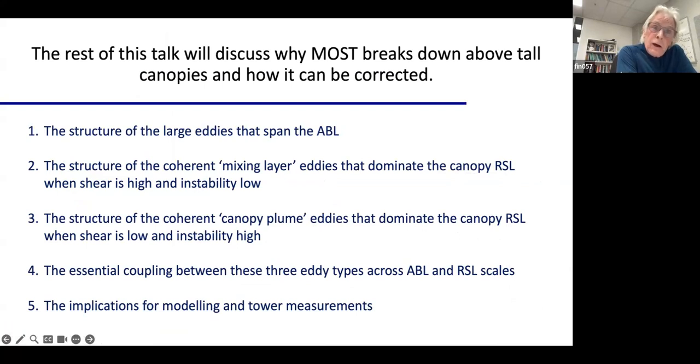It turned out to be large coherent eddies around the top of the canopy. Where did these come from? And once you figured that out, how could you use them in theories to modify Monin-Obukhov theory?